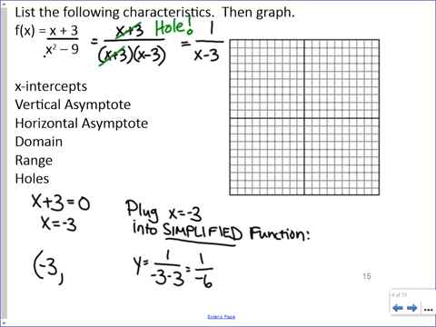Is everybody okay with that? Does anybody have any questions? So that means my hole is actually 3 units to the left and then 1/6 unit down, just a little bit less than the x-axis. I'm going to draw a hole there. It's going to look like a point, but it's going to be open instead of closed. And so I'm going to go left 3 and down 1/6. There's my hole.